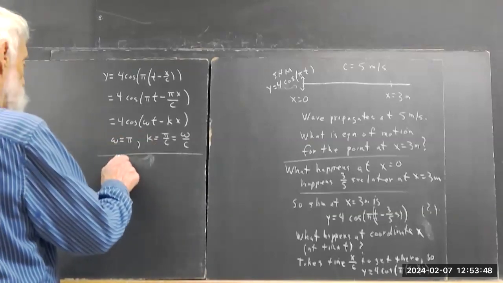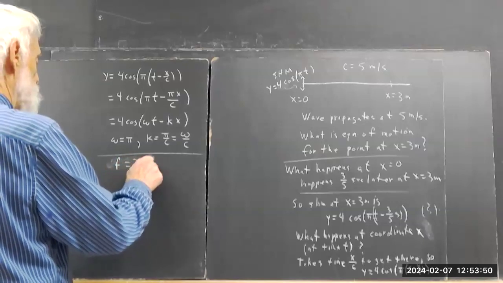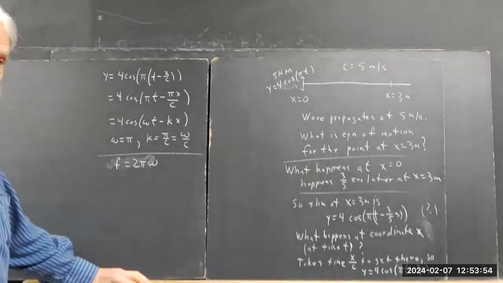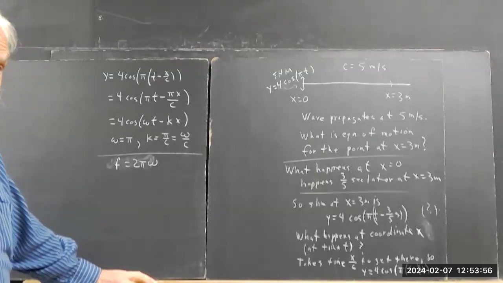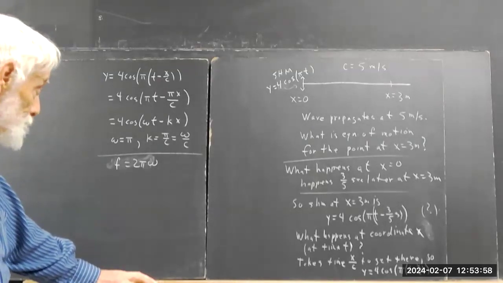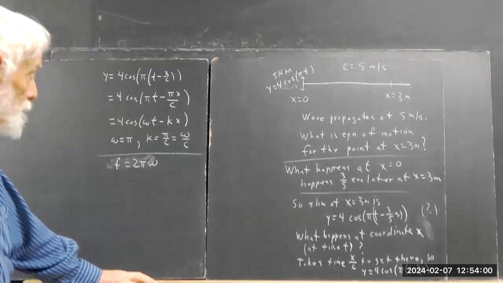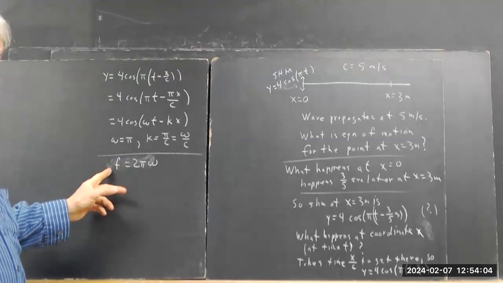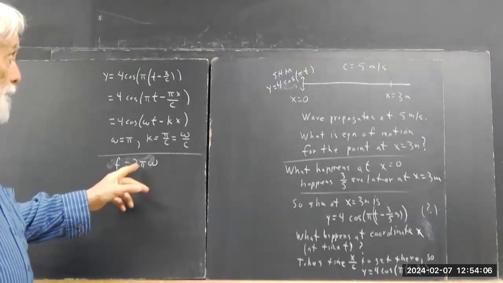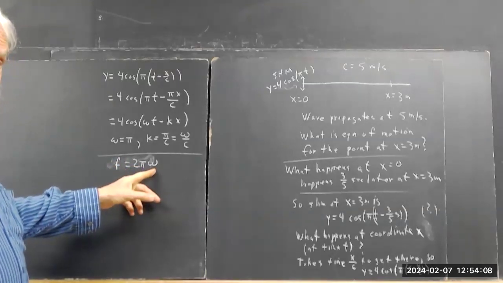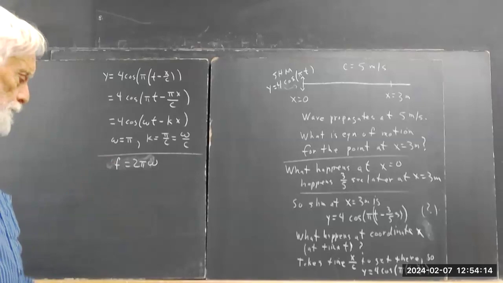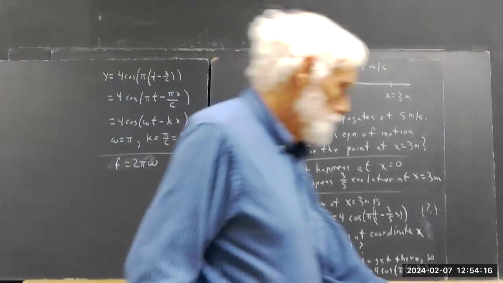Wrote it down backwards, which is why you always want to explain it to yourself after you write it down. f is 2 pi omega, because omega is your number of radians per second, and f is your number of cycles per second. You've got 2 pi radians in every cycle. And I wrote it down wrong the second time because I'm thinking.